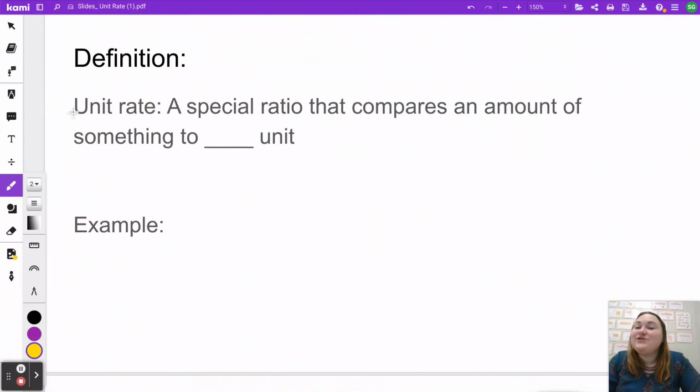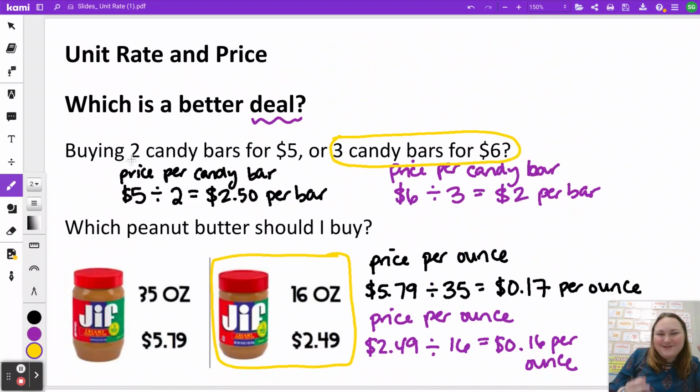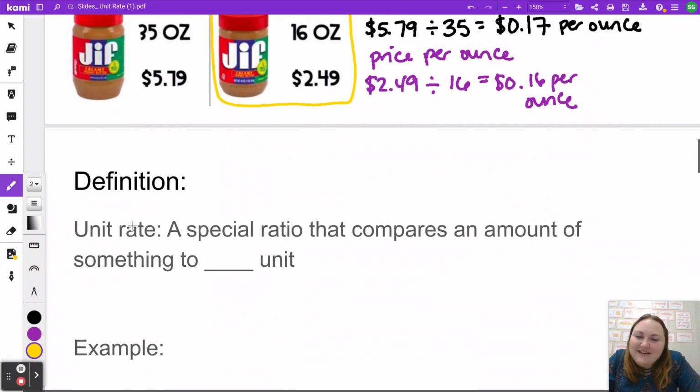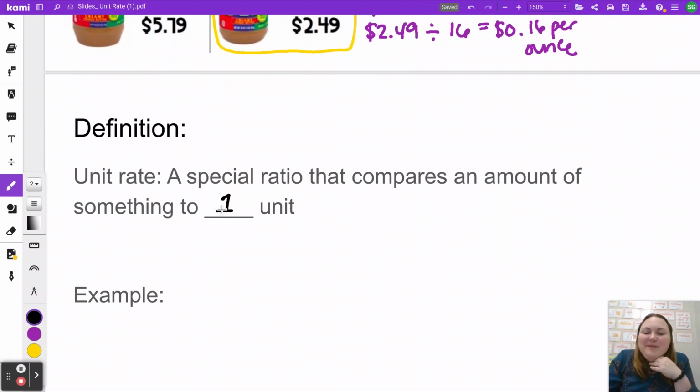Unit rate is just a special type of ratio. Yesterday we said ratios compare two numbers. So ratios are things like comparing 2 candy bars to $5. But a unit rate is a special ratio that compares an amount of something to 1 unit. And when we say 1 unit, that means it could be one of anything.